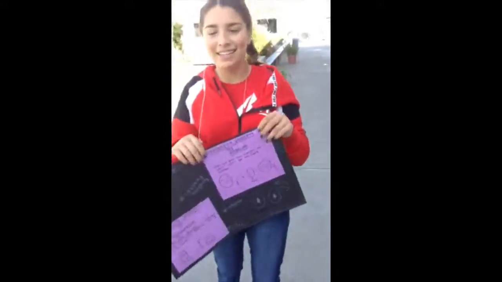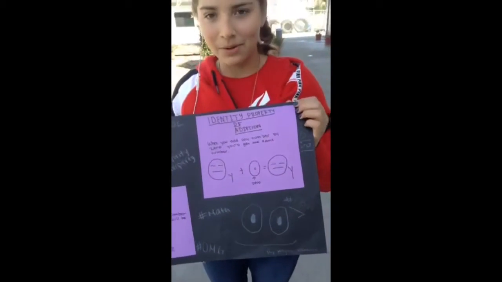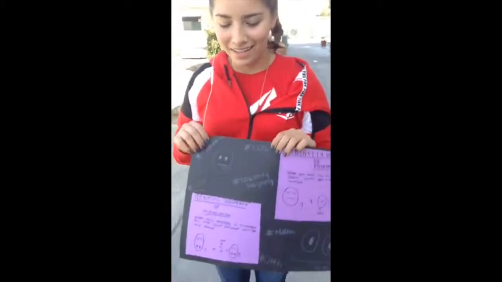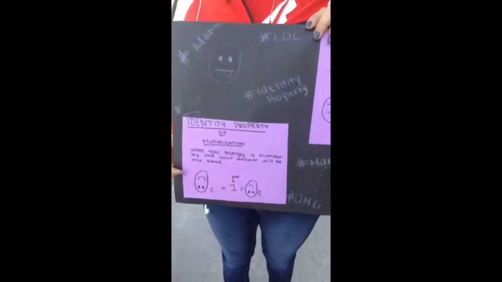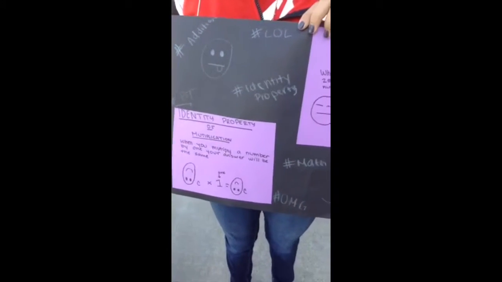Okay, so I did the identity property of addition, and that's when you add any number to 0, you'll get the same number. And then I did the identity property of multiplication, and that's when you multiply any number by 1 to get the same answer.